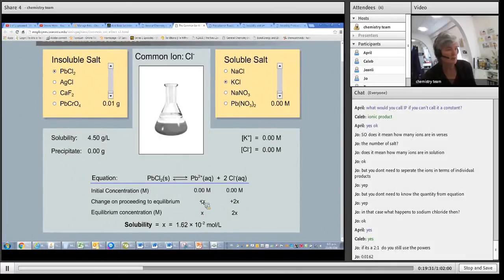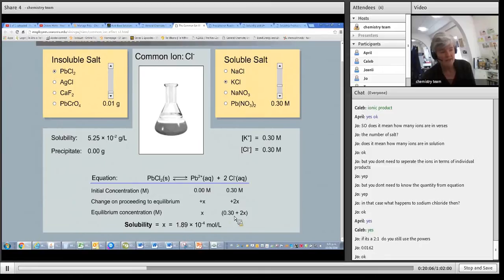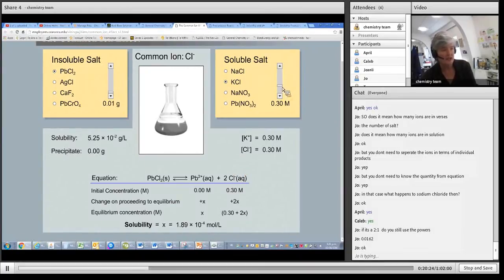But as I say, the ones we give you are pretty good. But as I add this, I've got now more and more chloride to start off with. And so I've got the 0.3 plus the 2x. But again, so you said, do we use the powers? I can ignore the 2x for chloride because it's tiny compared to the 0.3, but I still have to square the 0.3. So in that respect, yes, I do need to square it, because my Ks is equal to Pb concentration times chloride concentration squared. And as you notice, as I increase the amount of chloride, it becomes less and less soluble. So I've got fewer and fewer dissolving. So that's the common ion.